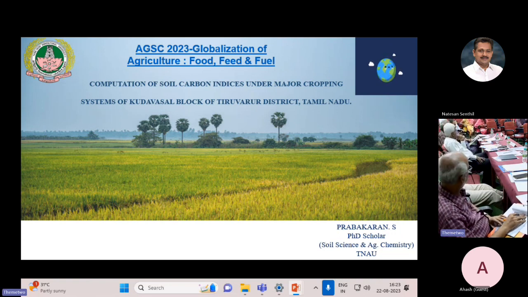Because of the alternate wetting system, the SRI technique is there now. When you go with the SRI technique, you can reduce the methane emission from the soil and sequester the carbon in the soil system. When you keep the soil under continuous water stagnation, there is a possibility of methane emission.